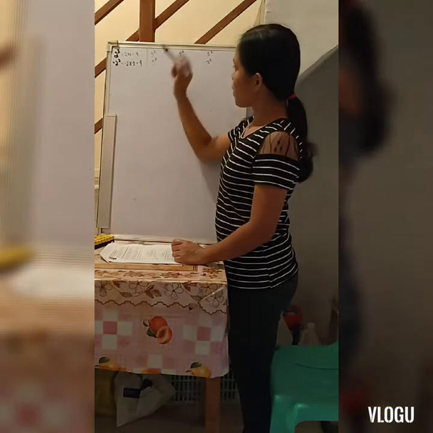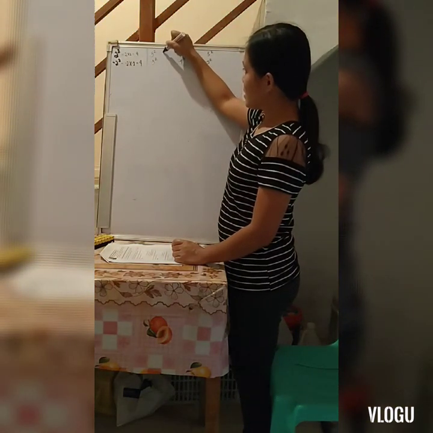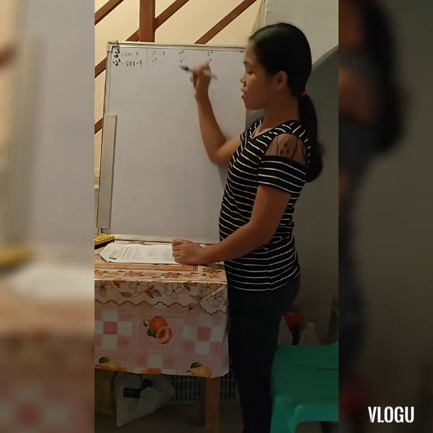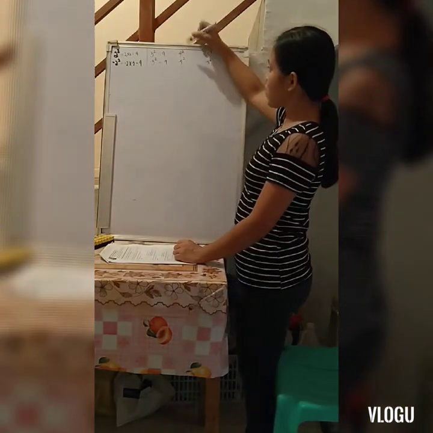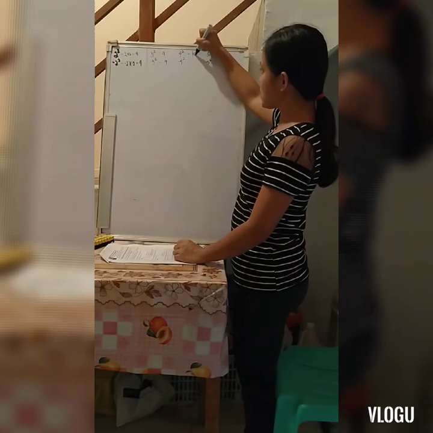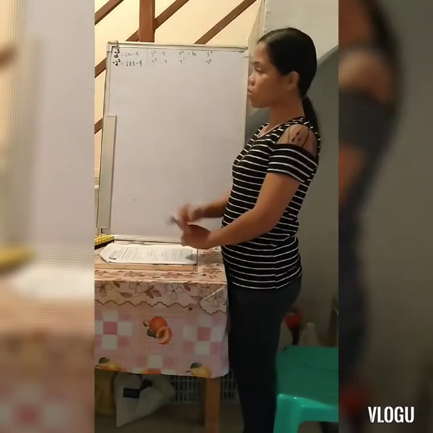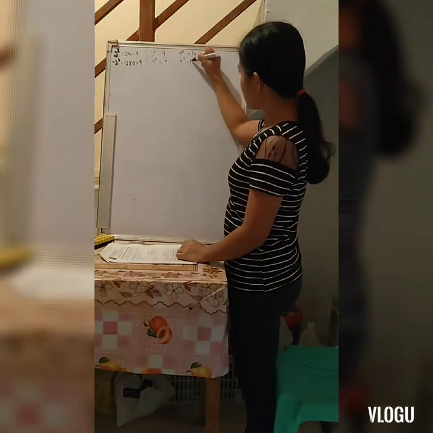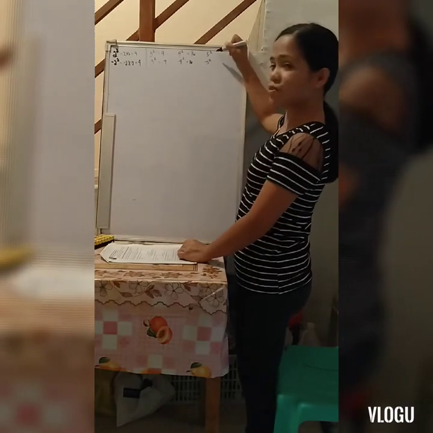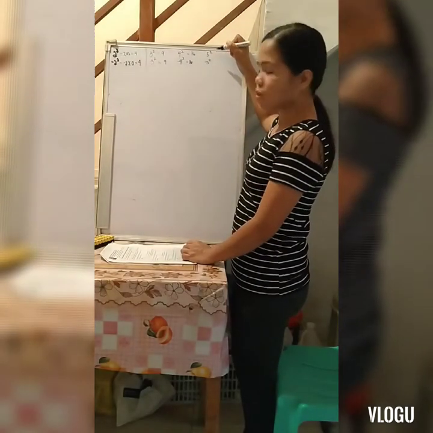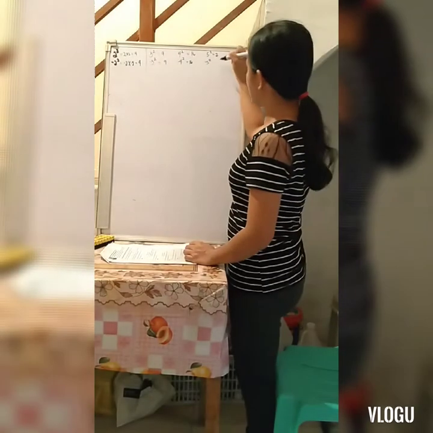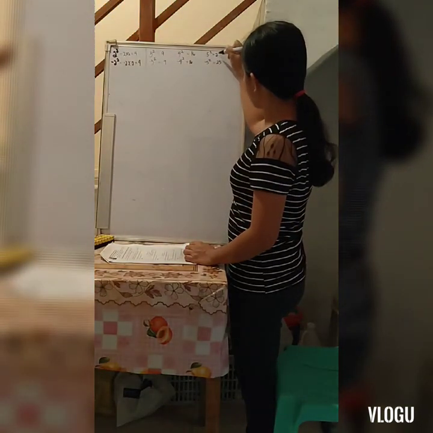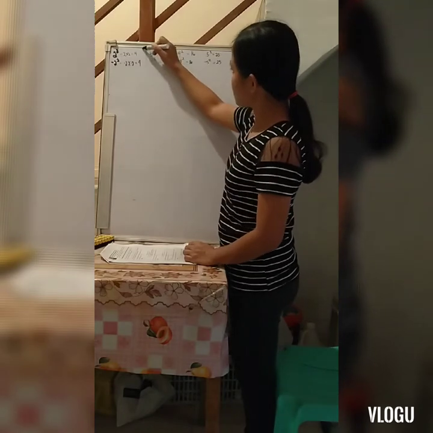So 3 squared would be 9. Negative 3 squared would be 9 still. 4 squared would be equal to 16. And negative 4 squared is still equal to 16. We have 5 squared, that is equal to 25. Negative 5 squared still is equal to 25.